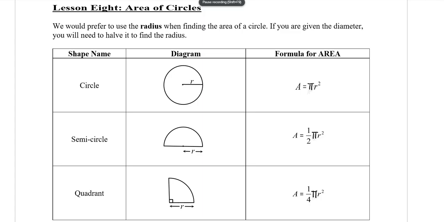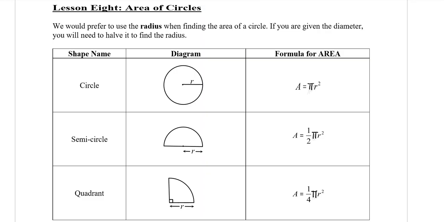Hello, Year 8. Last lesson we were doing area of straight-sided shapes like triangles, rectangles, squares, trapeziums, those kinds of things. Today is a special lesson that focuses on the area of circles and parts of circles.